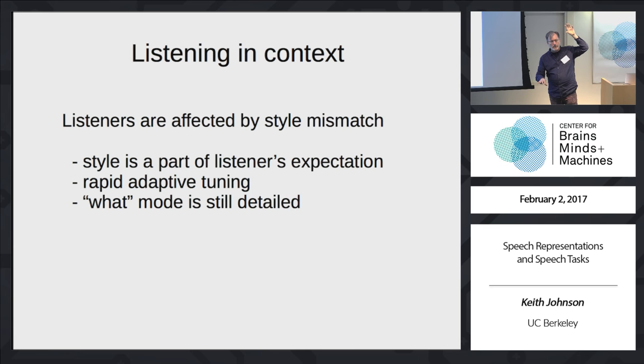People have this expectation, this ability to predict what kind of form do I expect in this chunk of speech. And if the form doesn't match, at least for these full words in a reduced context, you get this style mismatch. And so style is a tuner, an expectation tuner for what to expect words to sound like. And I think because this kind of style is changing over the course of an utterance fairly quickly, this is a kind of rapid adaptive tuning to the style of speech that you're hearing.